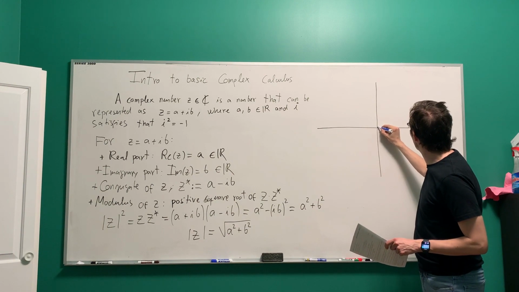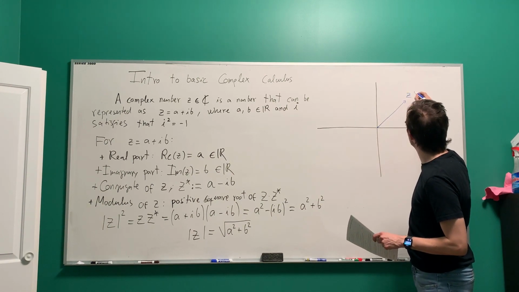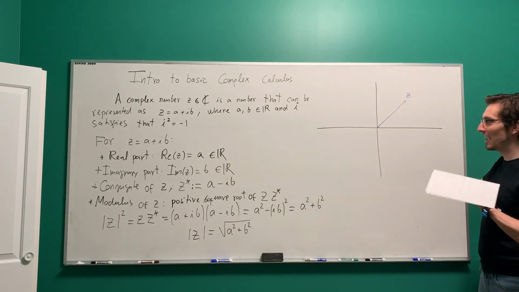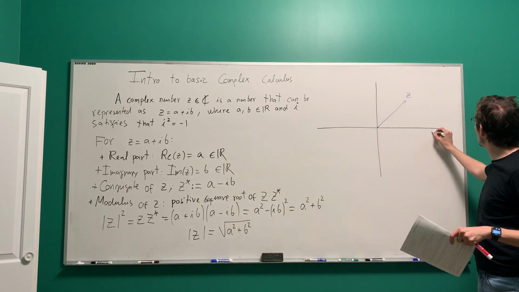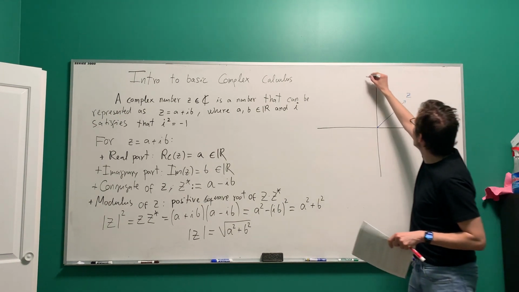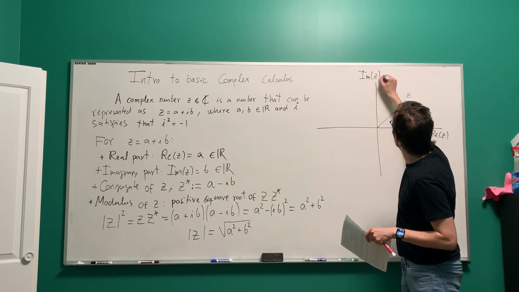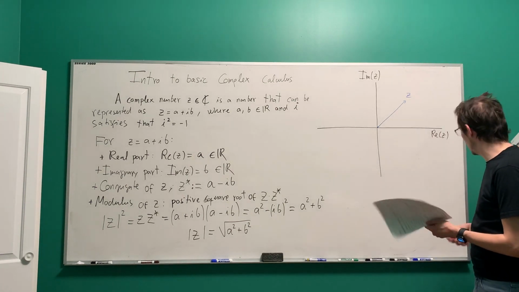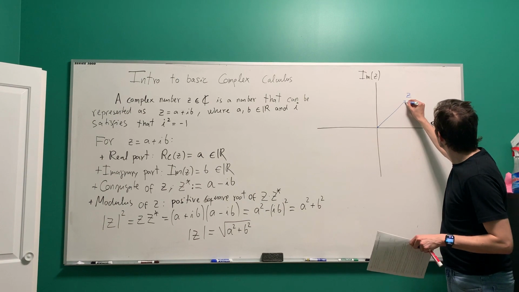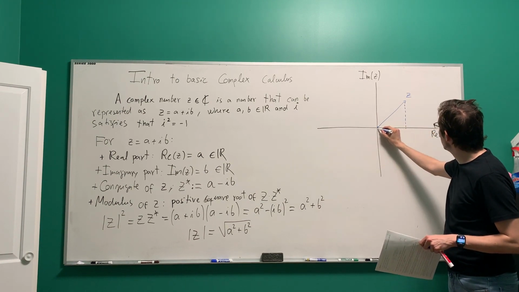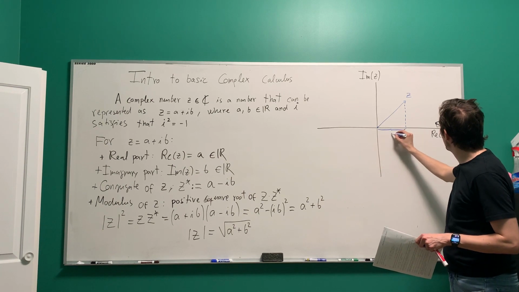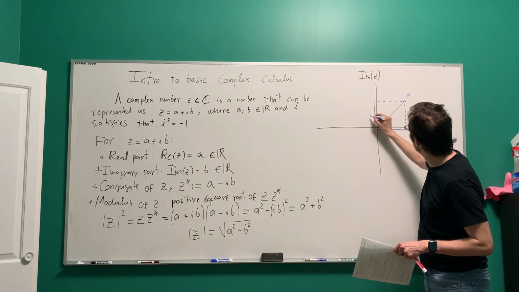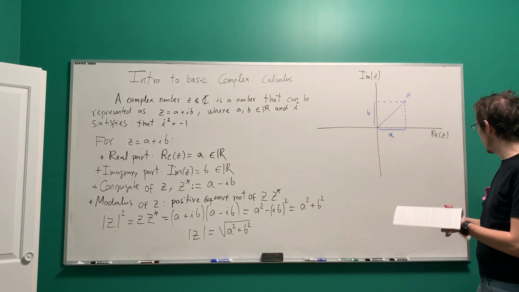So we have the complex number z, and we have two axes, right? The x-axis here represents the real part of z. The y-axis represents the imaginary part of z. Okay? So therefore, the projection here on the x-axis is a. This thing here is a, the real part. This projection here is b, the imaginary part.